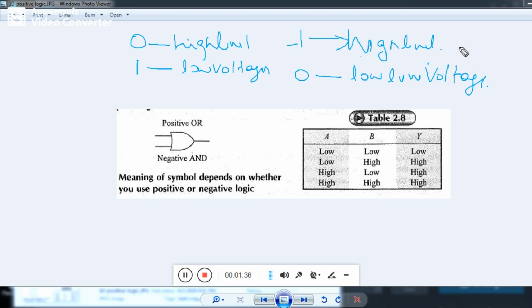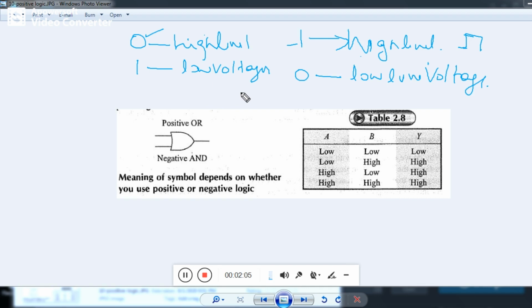In positive logic, we are using 1 for high level. High level means something like 5 volt. 0 means 0. It can't be exactly 0, it is more than 0, but still 0. So that type of logic is called positive logic. In negative logic, 0 is used to represent a high level. We use binary 0 to represent a high level and 1 to represent a low level. Then it is called negative logic.